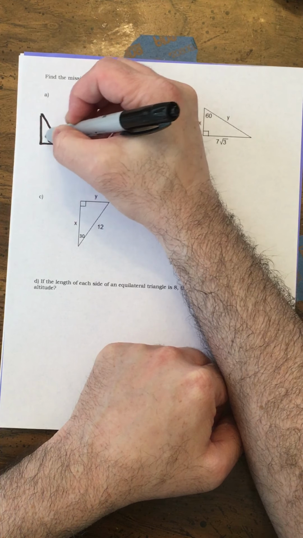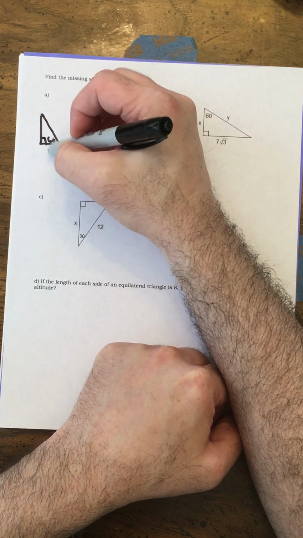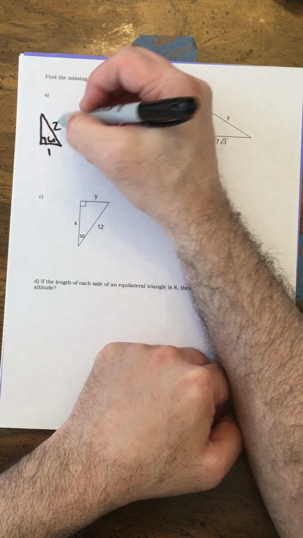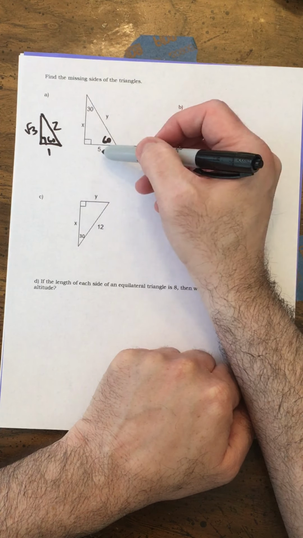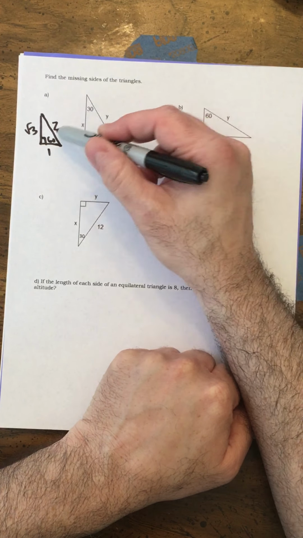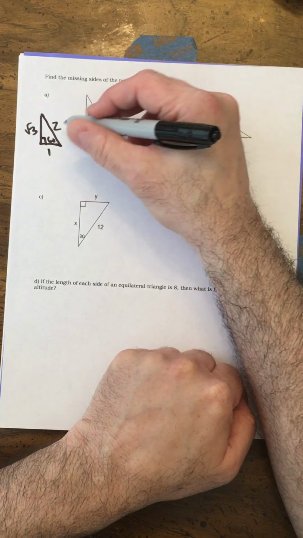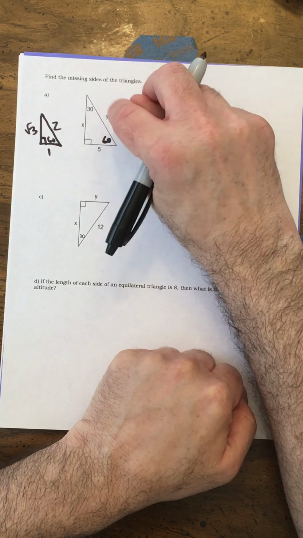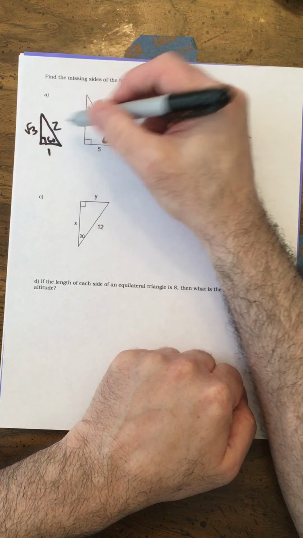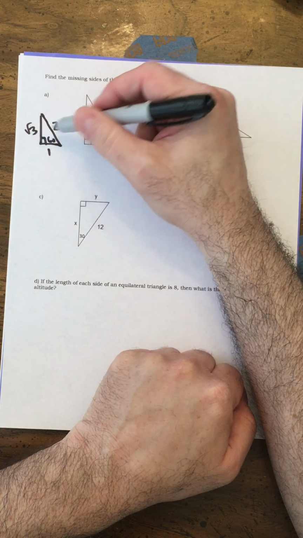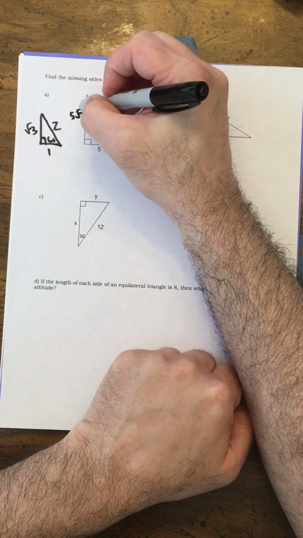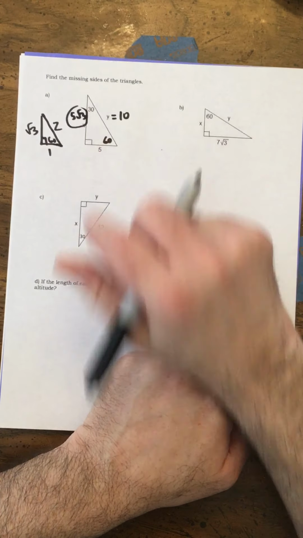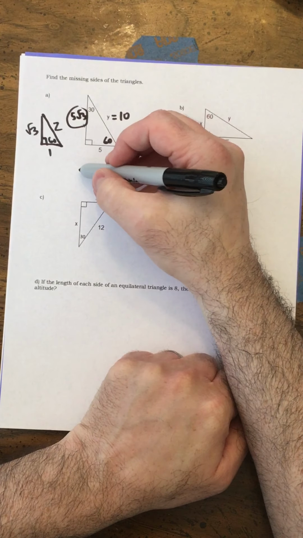This is the 60, this is the 90. I know the 1 has to go here, the 2 has to go here, the rad 3 has to go here. This is 5 times as big as that, so this has to be 5 times as big as that. 2 times 5 is 10, that side must be 10. Multiplying this by 5, because this is 5 times as big as that, we're going to get 5 rad 3 on this side. And the scale factor was 5.